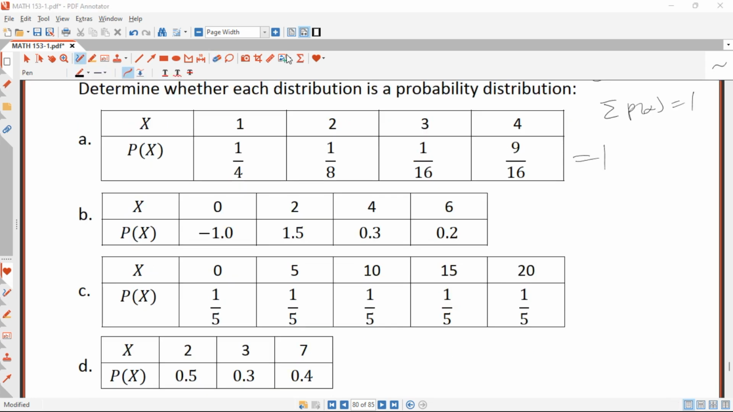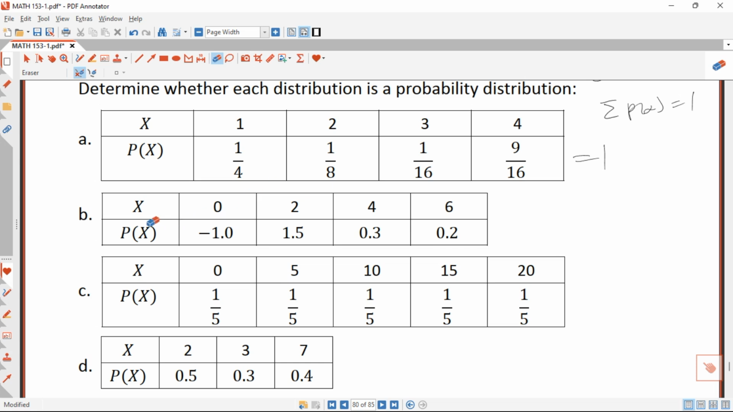So when you add everything, it's surely equal to 1, right? When we add 1 over 4 plus 1 over 8 plus 1 over 16 plus 9 over 16, we are getting what? 1. So here, the individual probabilities are within 0 and 1, and the summation too is equal to 1. Then we can say that the A is what? A discrete probability distribution. What about the B?